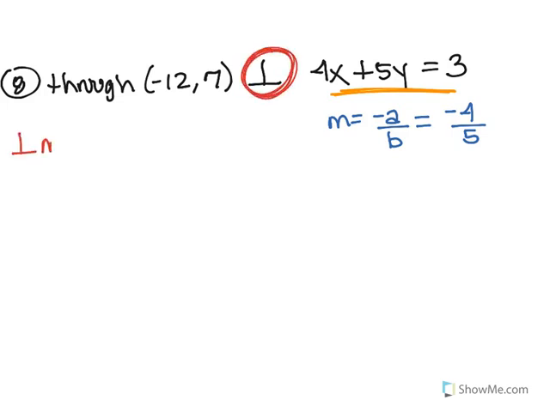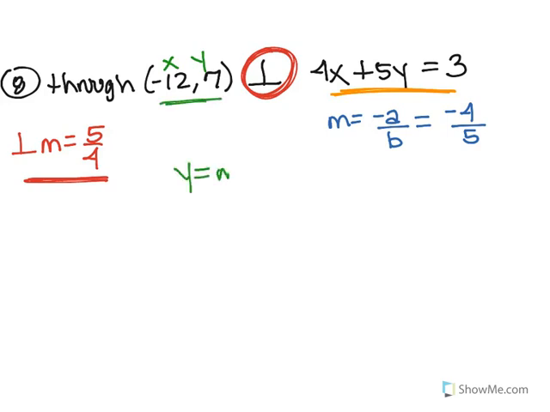I asked for perpendicular. So perpendicular slopes are opposite sign, reciprocal, or flipped. So you got to make sure if this one is negative, then your slope that you need to use is going to be positive. If that slope of that line would have been positive, then you need to use a negative slope. So we're going to use a positive 5 over 4 because you must flip it, the reciprocal.